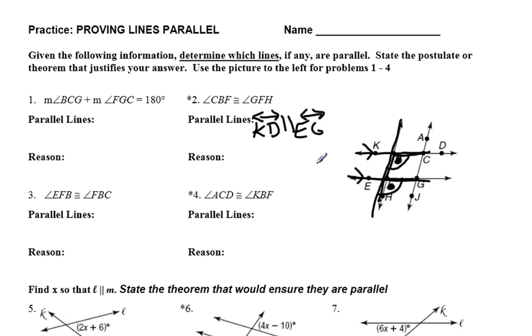So line KD is parallel to line EG, and our reason is basically you take the name of the angles, their corresponding angles, and when the corresponding angles are congruent, we call it the corresponding angles converse, because it's the flipped statement of what we learned originally, that when you're given parallel lines, the angles are congruent. Now we're given congruent angles, and we're proving the lines are parallel.